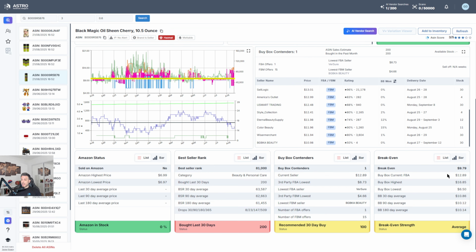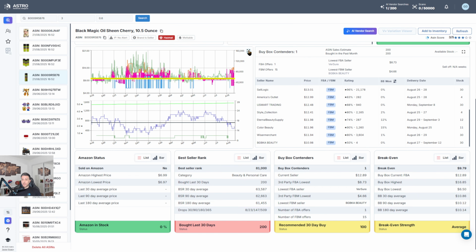If it's below, it's a loss. Now below that, we can see the buy box current, which is at $12.89, the highest and the lowest buy box, and the historic averages, 30, 90, and 180-day average. Now the break-even strength is one of the most important data points that Astro displays. It tells you if you've been historically profitable or not.